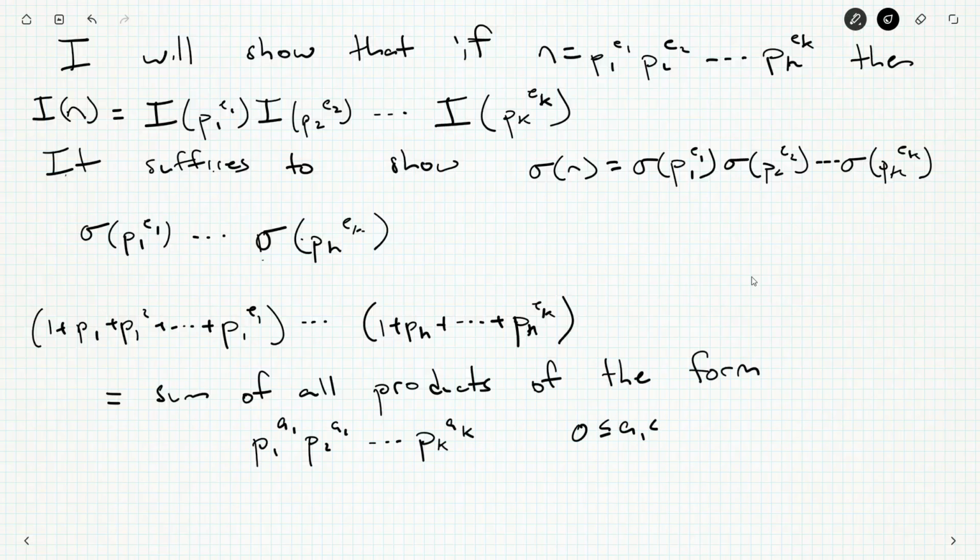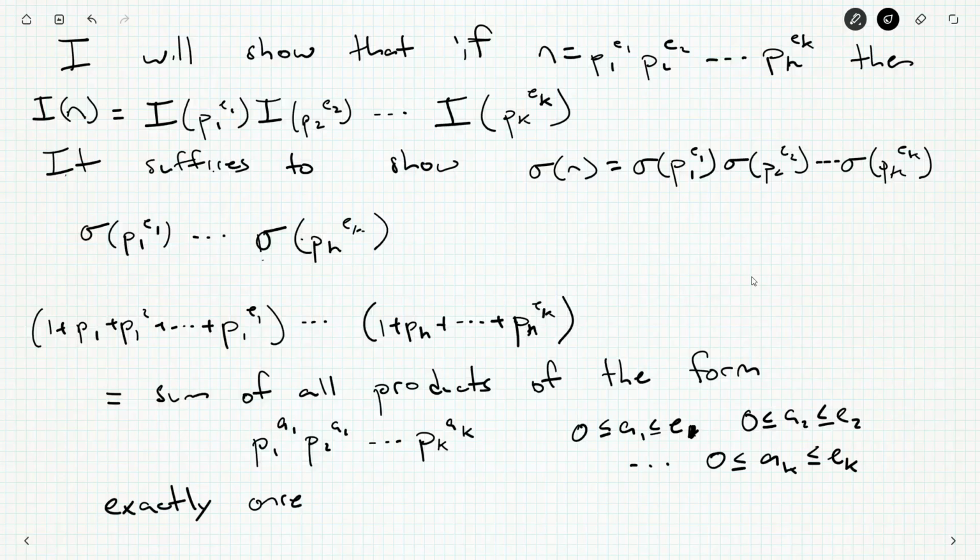With 0 ≤ a1 ≤ e1, 0 ≤ a2 ≤ e2, and so on, 0 ≤ ak ≤ ek, it's going to be the sum of all products of the form, each one appearing exactly once. If you're of the form p1 to the e1, you have to have used the p1 to the a1 factor here. You'd have to use the p2 to the a2 factor in the middle, and so on. I don't think that really needs to be explained.